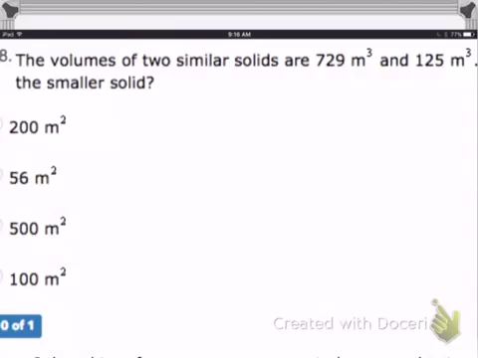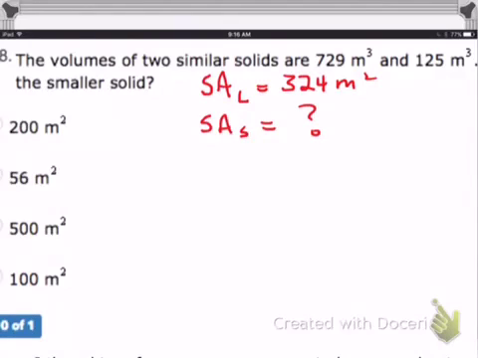So this says the volumes of two similar solids are 729 meters cubed and 125 meters cubed. The rest of the question, which is cut off here because of the way it's oriented, says that the surface area of the larger solid is equal to 324 meters squared. And then the question is, what is the surface area of the smaller solid?